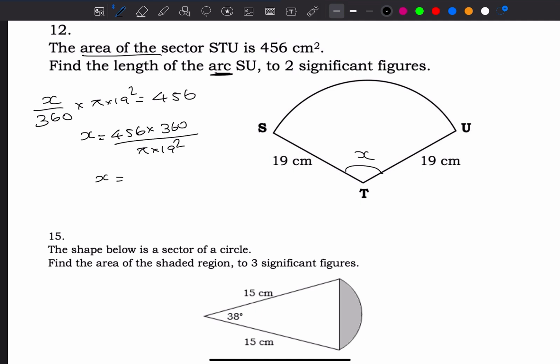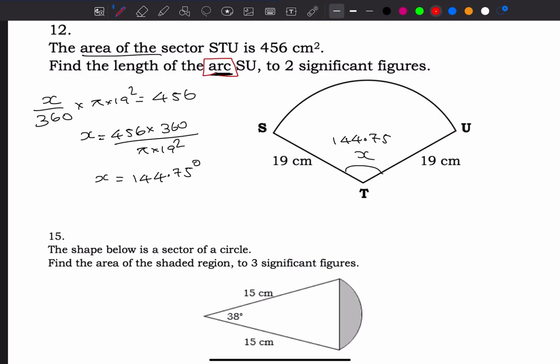So I want the answer to 2 decimal places, so 144.75. You can do it to 1 decimal, but it's safer to do 2 decimal places. Okay. So this angle is 144.75 degrees. And what do you want? You want the arc length. Remember, you want the arc length.